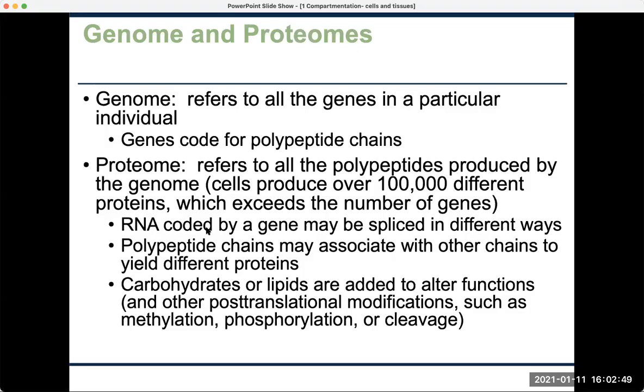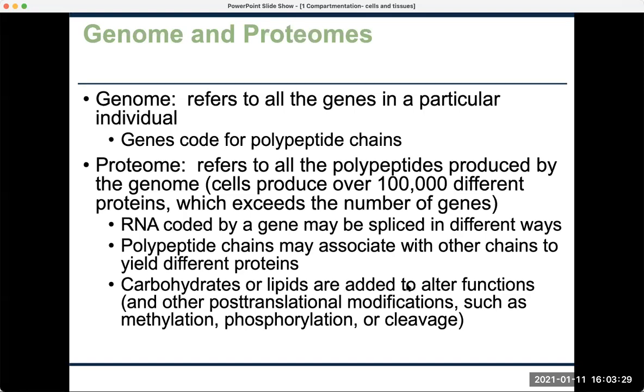A proteome is going to refer to all of the polypeptides produced by that genome. So in this case, you have RNA that's coded by the gene. It can be spliced in different ways. So if you guys remember talking about it, it gets spliced and separated depending upon the introns and the exons. The introns are basically garbage and you get rid of them, and the exons get spliced together. So that's the basically usable code that your body's going to just naturally put back together. So polypeptide chains are going to be associated with other chains, and they are then going to be yielded into proteins. So they're going to be translated into proteins. I'll review that with you guys in just a bit.